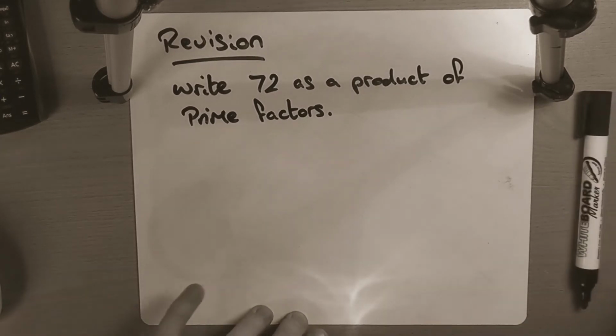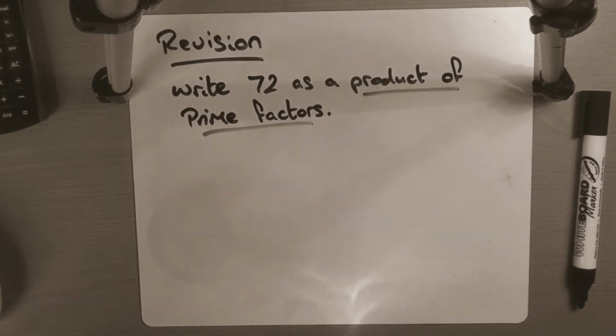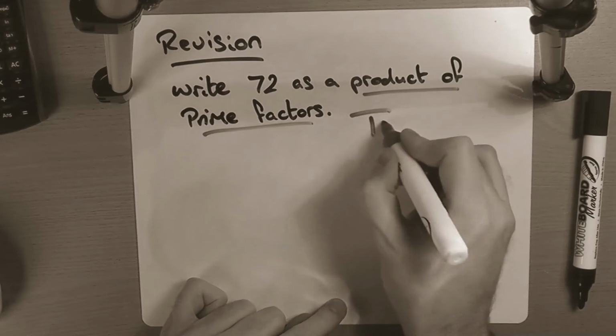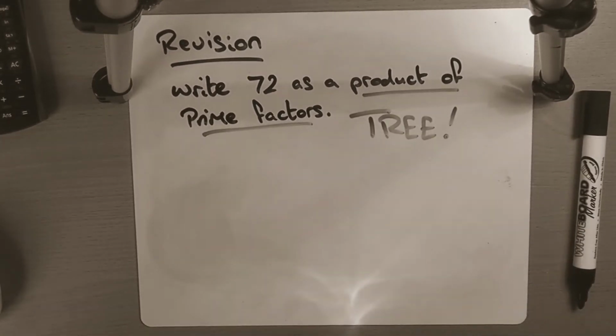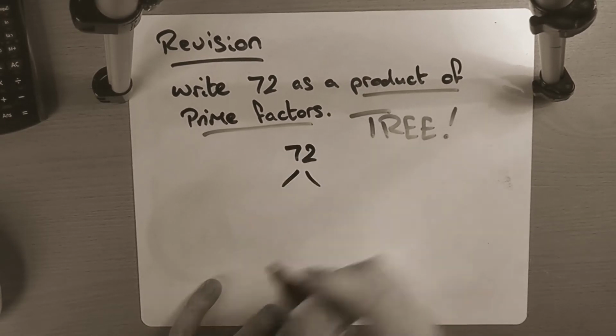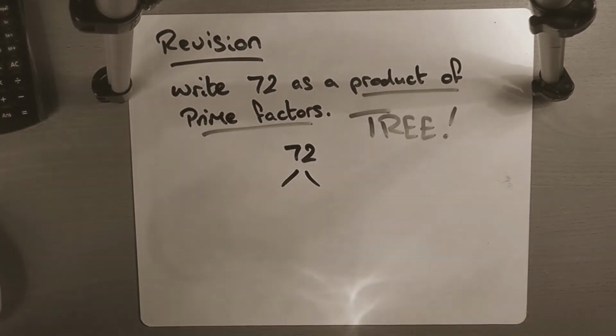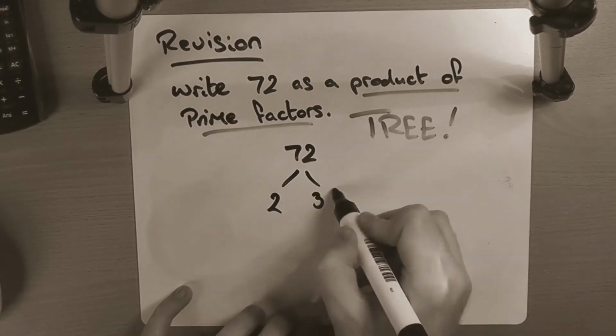Now when you see those words product of prime factors, hopefully you think one thing and one thing only, and that one thing that you should think is a single word, the word tree. Because write 72 as a product of prime factors, or in fact write any number as a product of prime factors, means we start with the 72 and we look to split it into 2 branches. Where at the end of each branch are 2 things that multiply together to give us the 72. We can go for any we like, but let's go for 2 and 36.